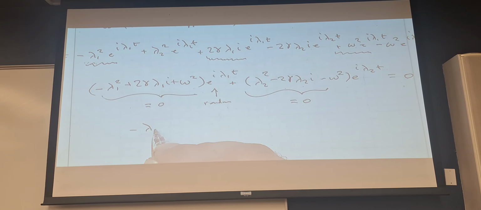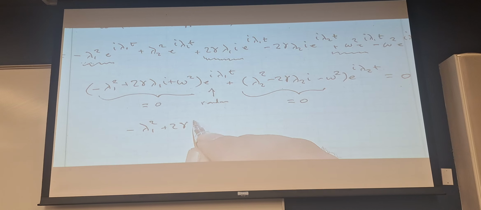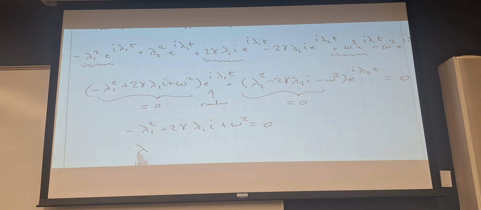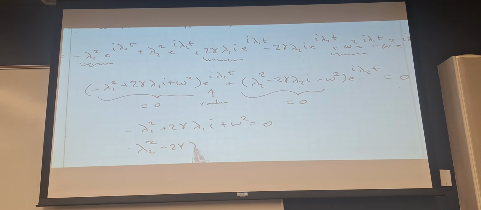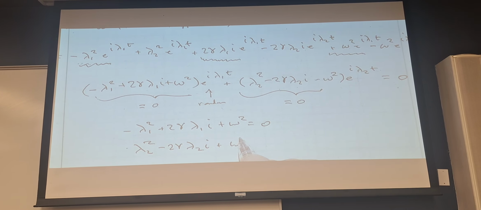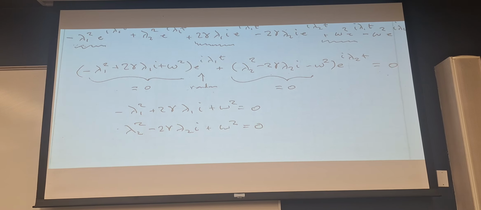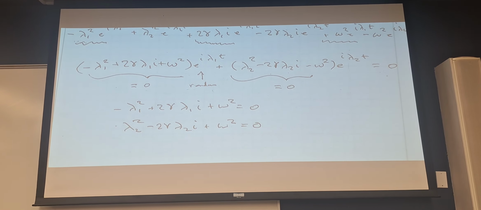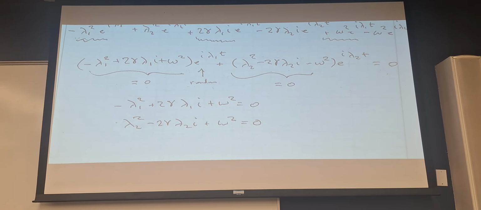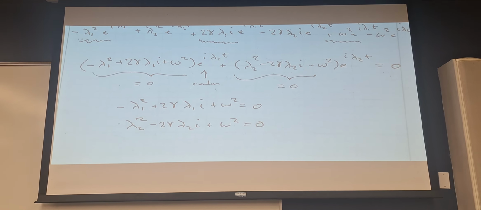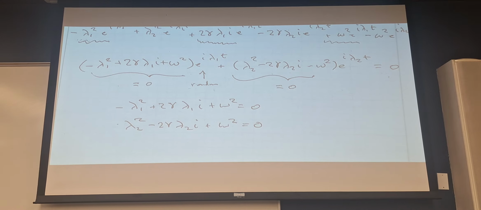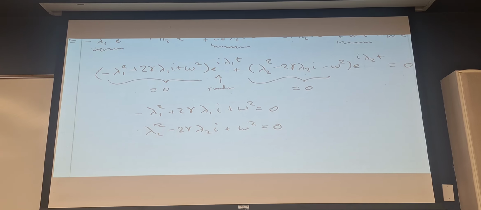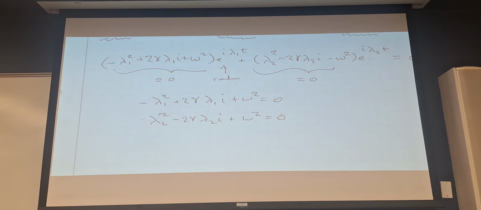So we have lambda 1 squared plus 2 gamma lambda 1 i plus omega squared equals 0. Lambda 2 squared minus 2 gamma lambda 2 i plus omega squared equals 0. How do we solve these? Quadratic formula, yes. The most important formula in the world. It actually kind of is. You can't really solve any problems without it. So, okay, we do that.